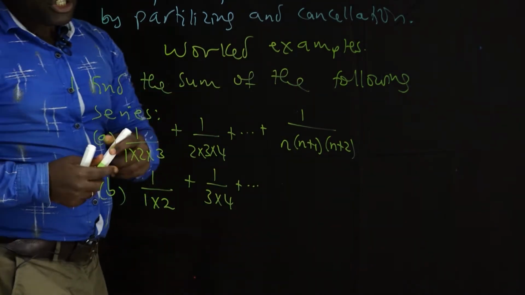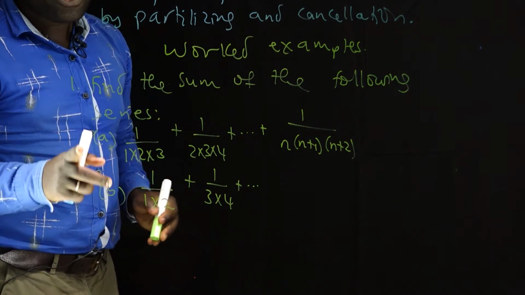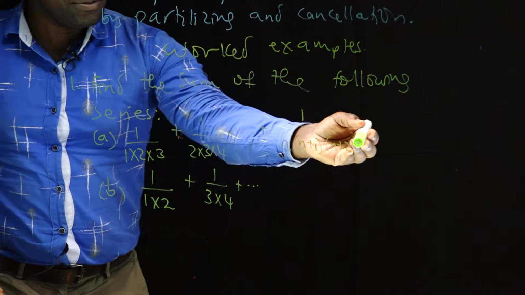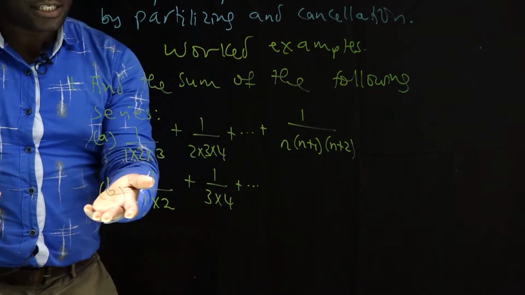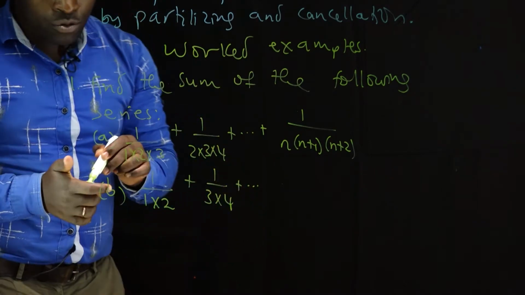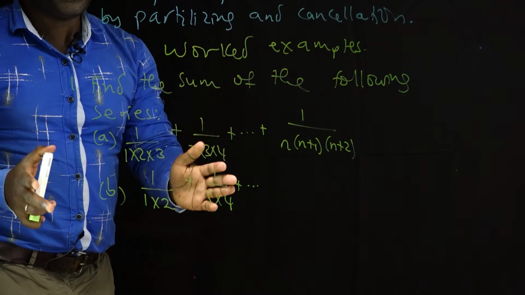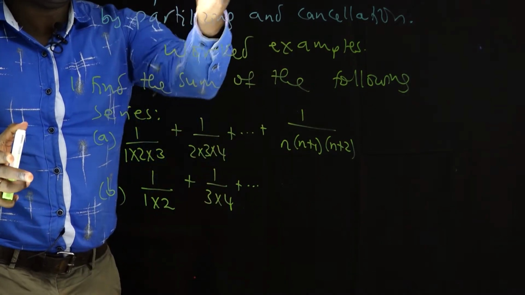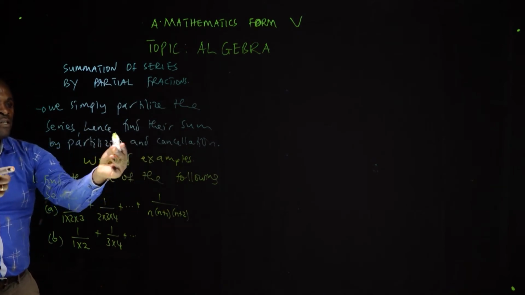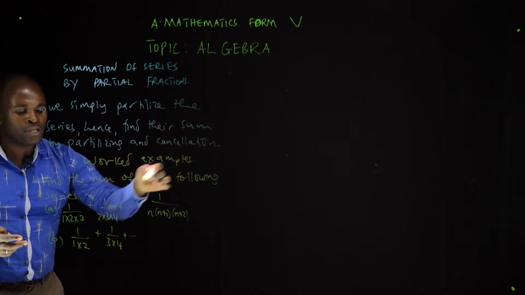Okay, checking these questions which we have posed here, these two ones: one is a sum up to any number of terms and another is the sum to infinity. How do we find the sum of these series? We simply first need to partialize. As I have written here, we simply partialize the series, hence find their sum by partializing and cancellation.